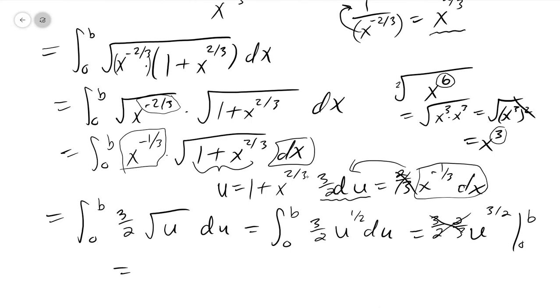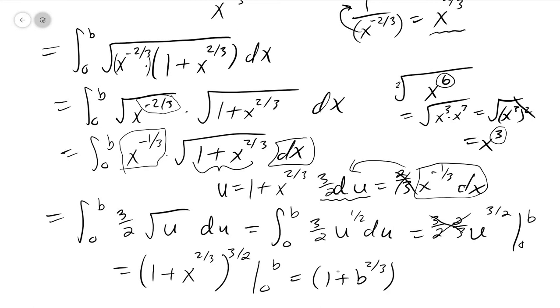But before we plug in those bounds, let's go ahead and plug back in our original u sub. And we originally said that u is equal to 1 plus x to the 2/3. And now we are golden to go ahead and plug in our bounds of 0 and b. So when we plug in our upper bound of b, we get 1 plus b to the 2/3. This is all raised to the 3/2 power.